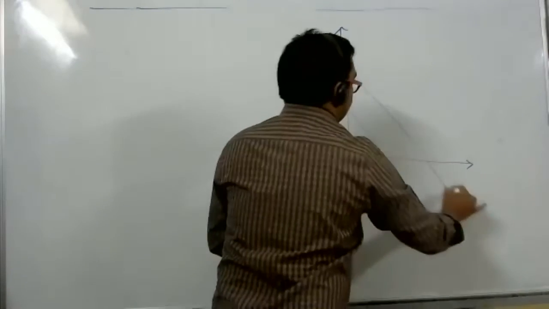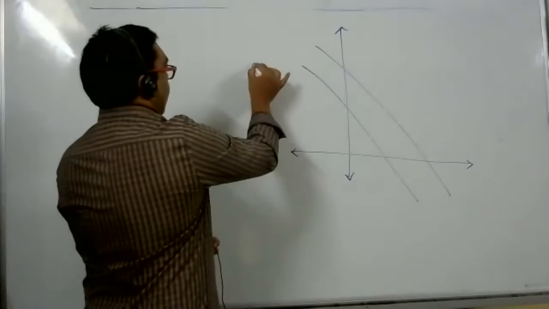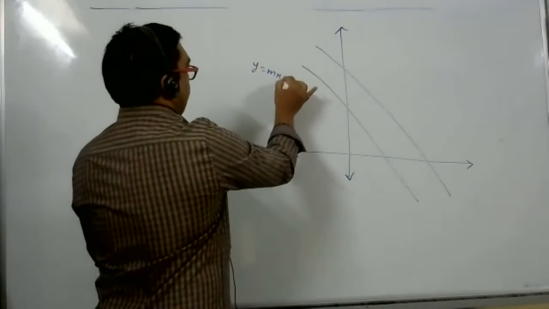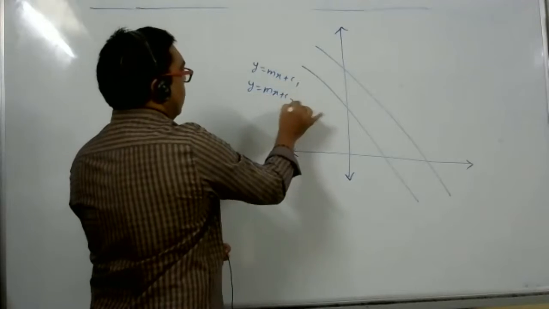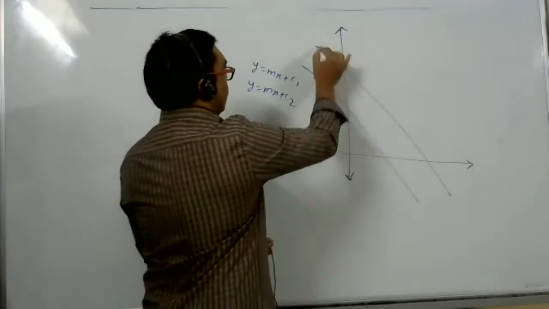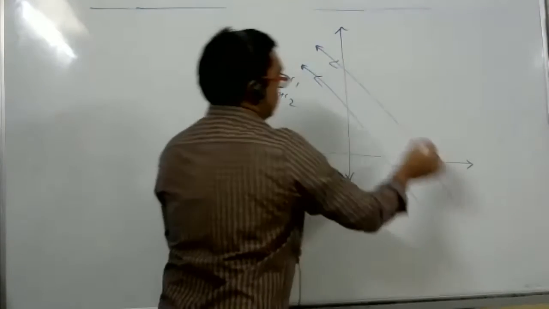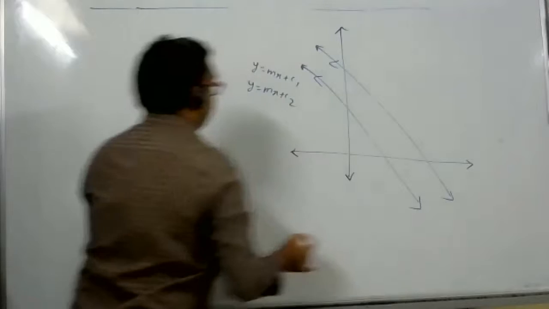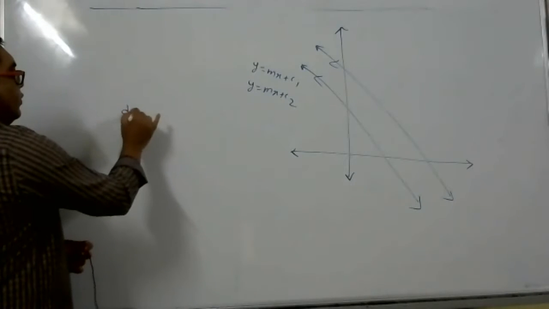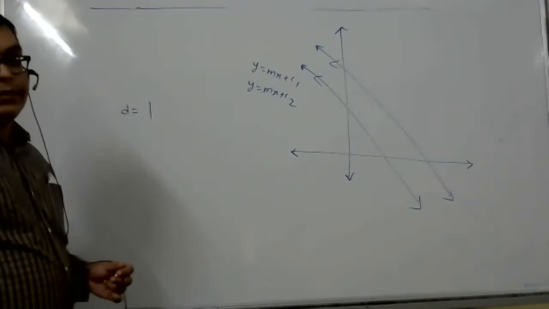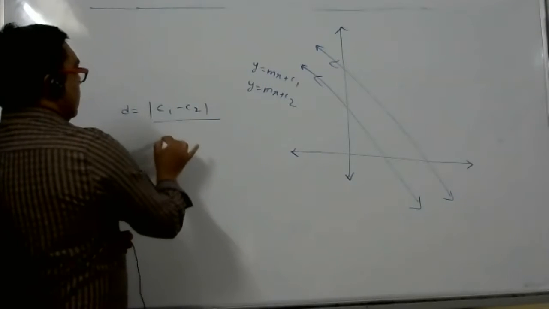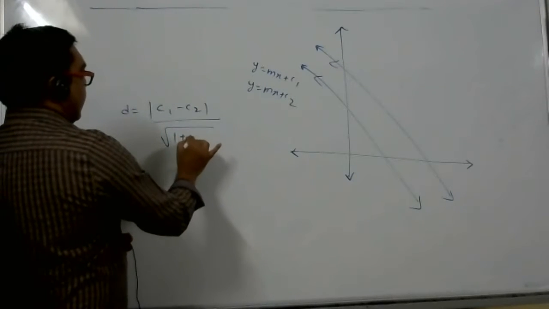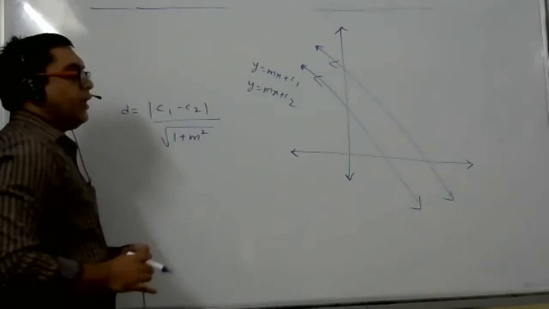Two lines were there. The first line was y is equal to mx plus c1. The second line was y is equal to mx plus c2. Both the lines were parallel. What is the distance between these two parallel lines? Tell me the formula which I derived. D is equal to mod of c1 minus c2 divided by square root of 1 plus m square. Here only you got a doubt.